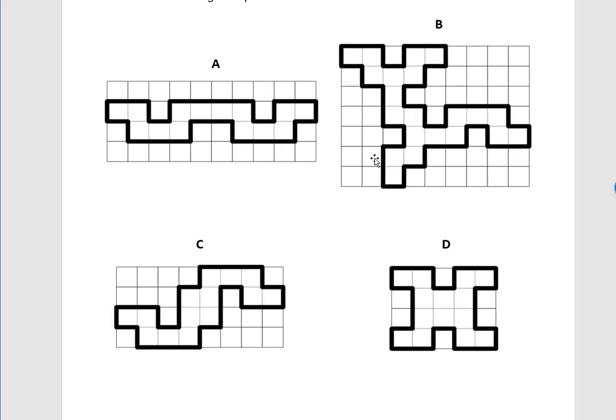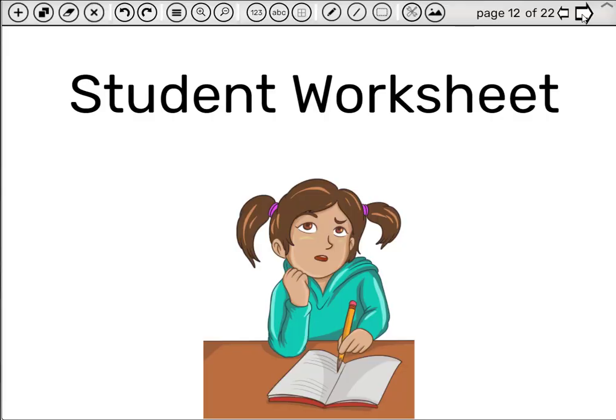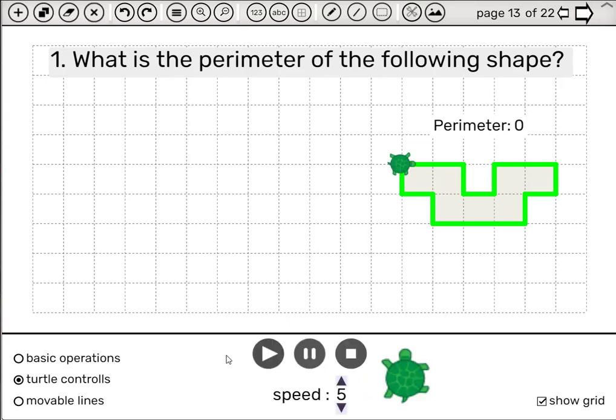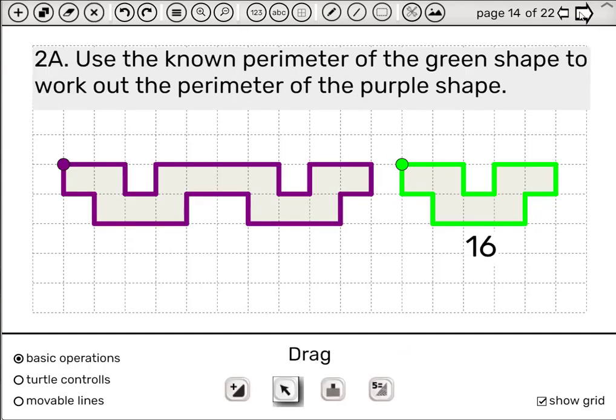So let's go back to the app and review the questions. After the students give their answers, let's check the perimeter of this shape. Turtle controls and play. This is important because some students may not even have complete confidence in finding out the perimeter of one shape. Now let's continue to the first combination. Now allow one of the students to explain the answer.